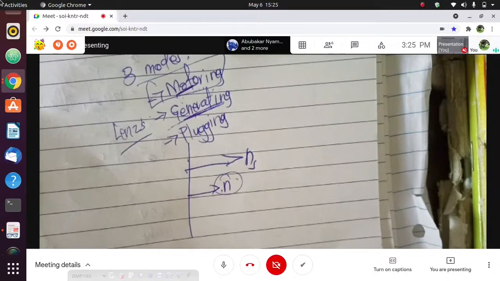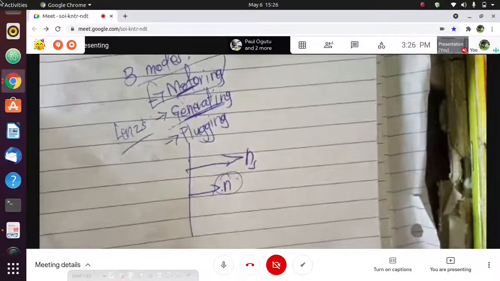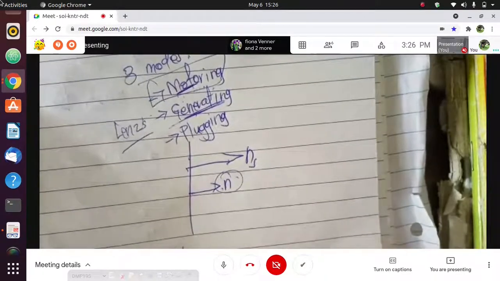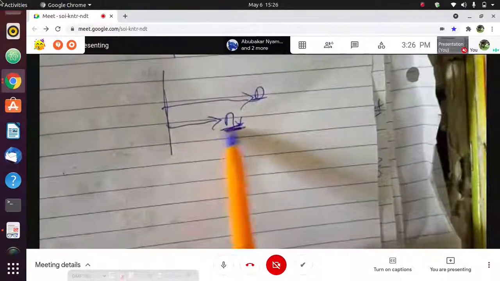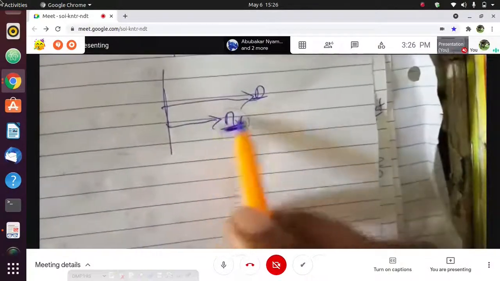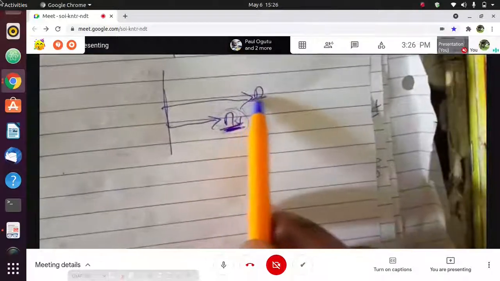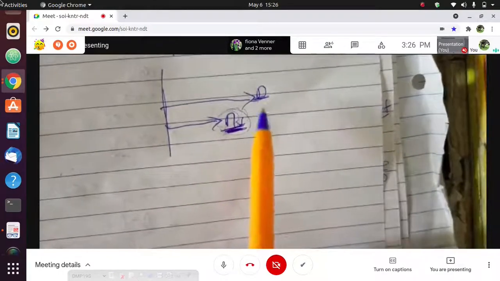In that process of reducing, the instantaneous speed of the rotor will be greater than the synchronous speed, because I have reduced the supply to the stator. So the synchronous speed, the speed of the rotating magnetic field in the air gap, will be less than the instantaneous rotor speed at that point when I reduce the supply.